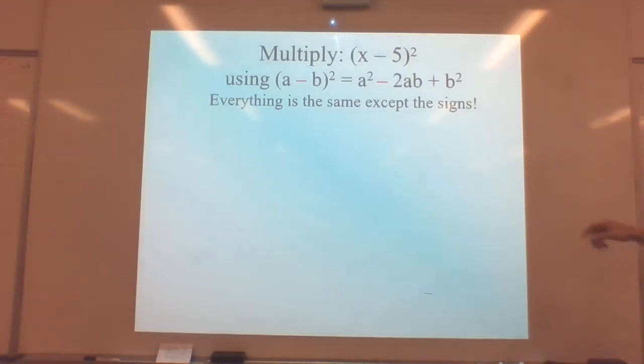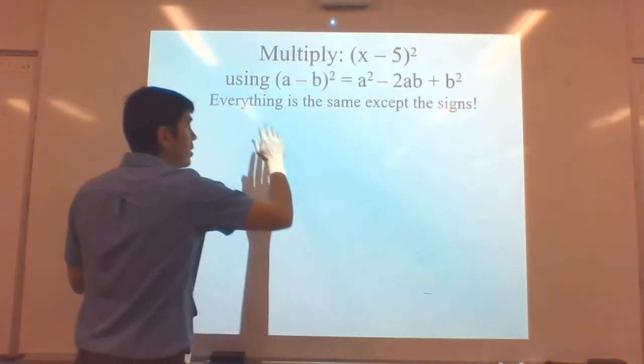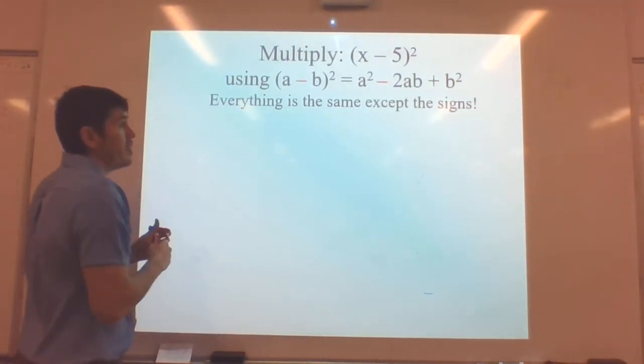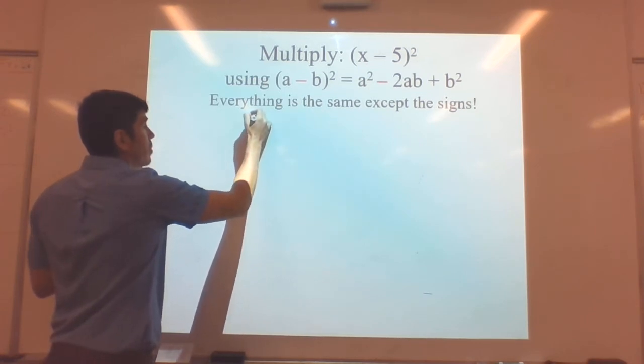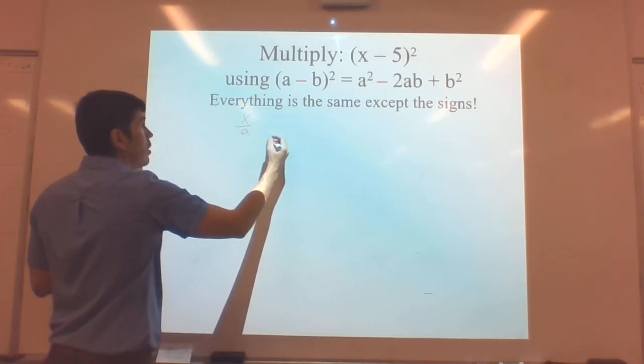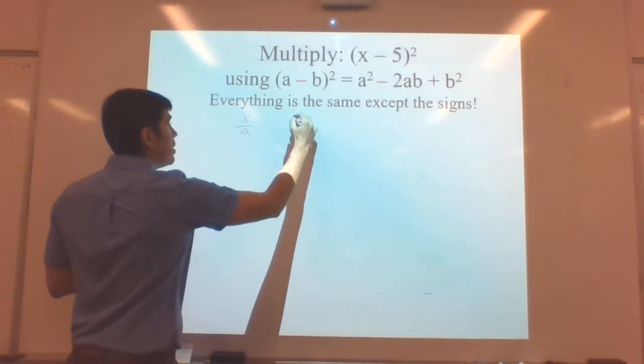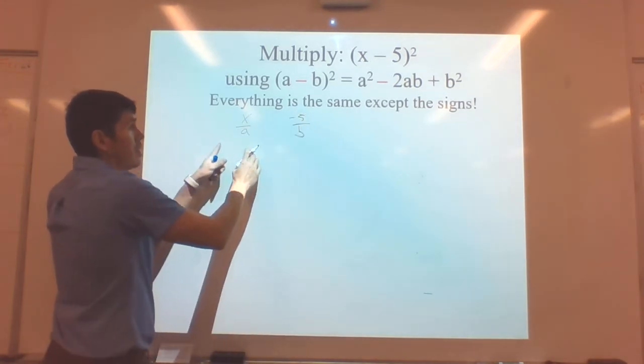Now we're going to use, hey, this is a difference, right? So everything is going to stay the same except we change the symbol. So now what are we going to do? Well, we're going to identify our A. My A is going to be x. What's going to be my B? My B is going to be -5. I put the A and B into the pattern.